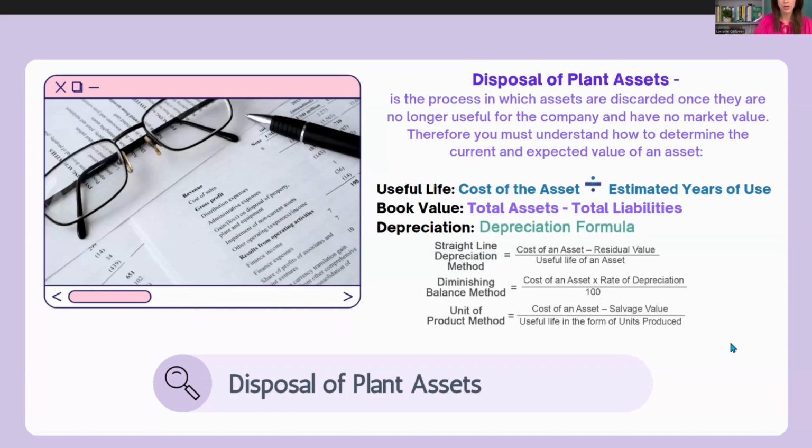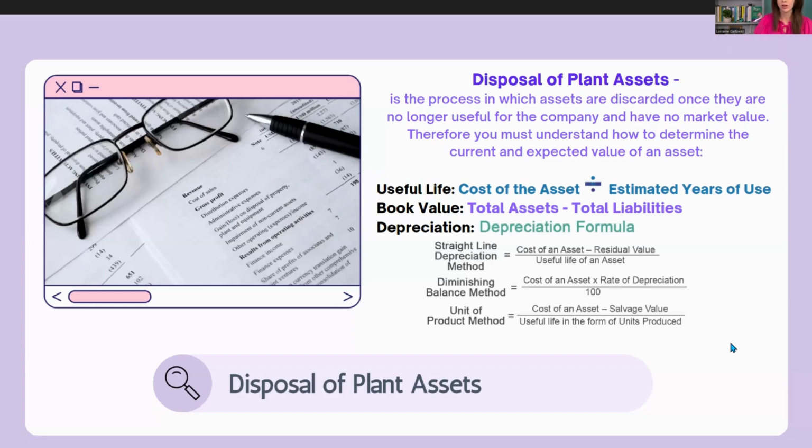Now, book value is not the same thing. It's a little different. You would take the total assets minus the total liabilities. Now, this could be at a different period of time within the useful life. So this book value may change depending on where it is in depreciation. The book value will also determine if it is a gain or a loss when that asset is discarded, which we'll talk about in a little bit.